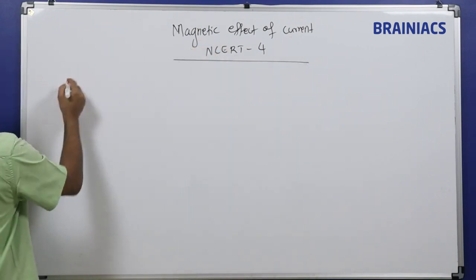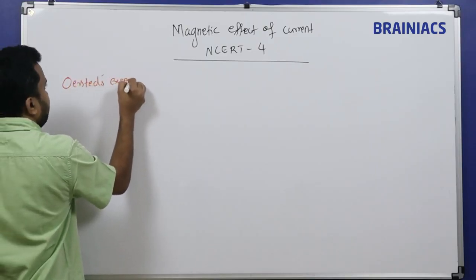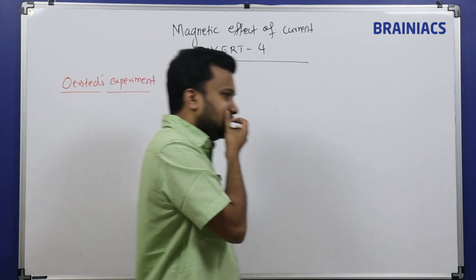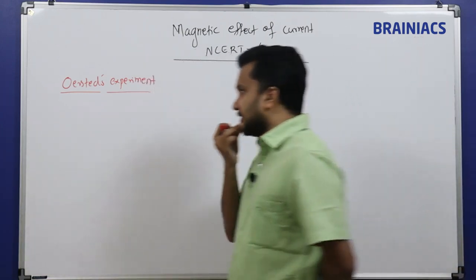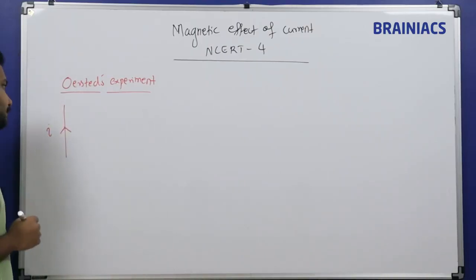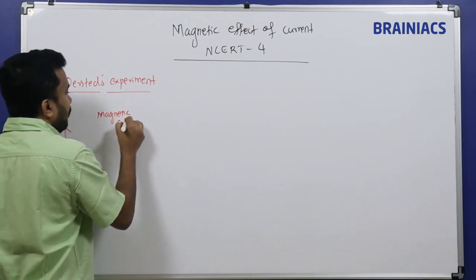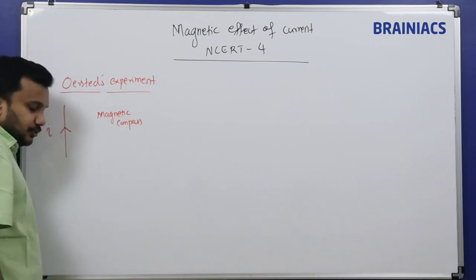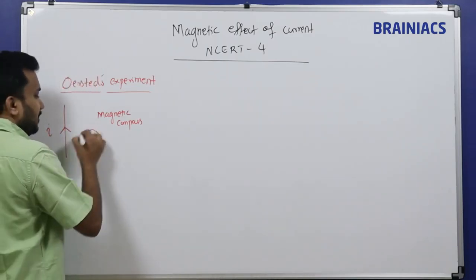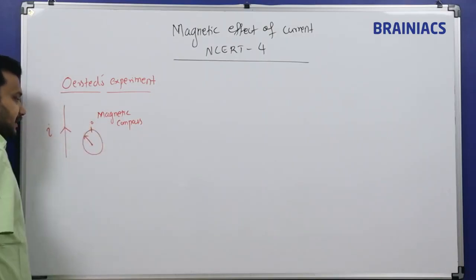You can write the first heading, Oersted's experiment. This is not important for NEET or JEE, not at all important, but it is a concept, a very fundamental one. What does Oersted's experiment say? Suppose I have a current carrying conductor, with current flowing in one direction. I place a magnetic compass here. A magnetic compass is a device used to get the direction of the magnetic field. If it is placed here, its needle, at the zero position, is deflected towards this side.